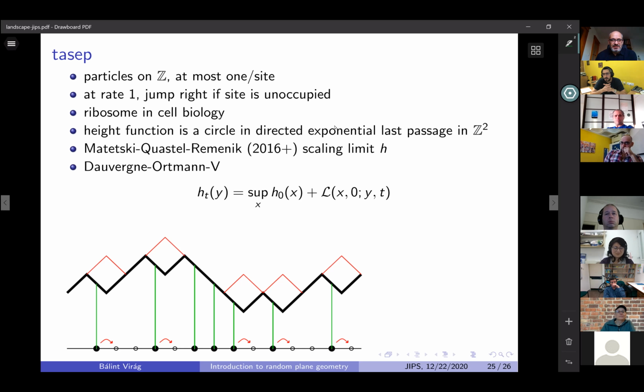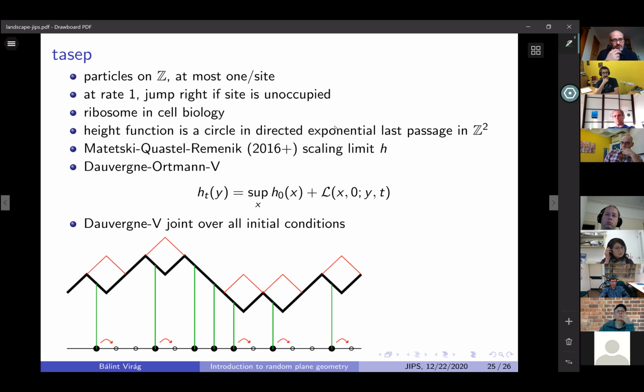The scaling limit of this was proved by Matetski, Quastel, and Remenik in 2016. It's called the KPZ fixed point. And we have a representation of this in terms of the directed landscape. So L is the directed landscape. As you see, it's an extremely simple variational formula. At time t, the TASEP limit at location y looks like you just take the maximum over x of the distance from some initial condition h0 of x with respect to this random geometry. So there is hidden geometry, but very simple and explicit here.